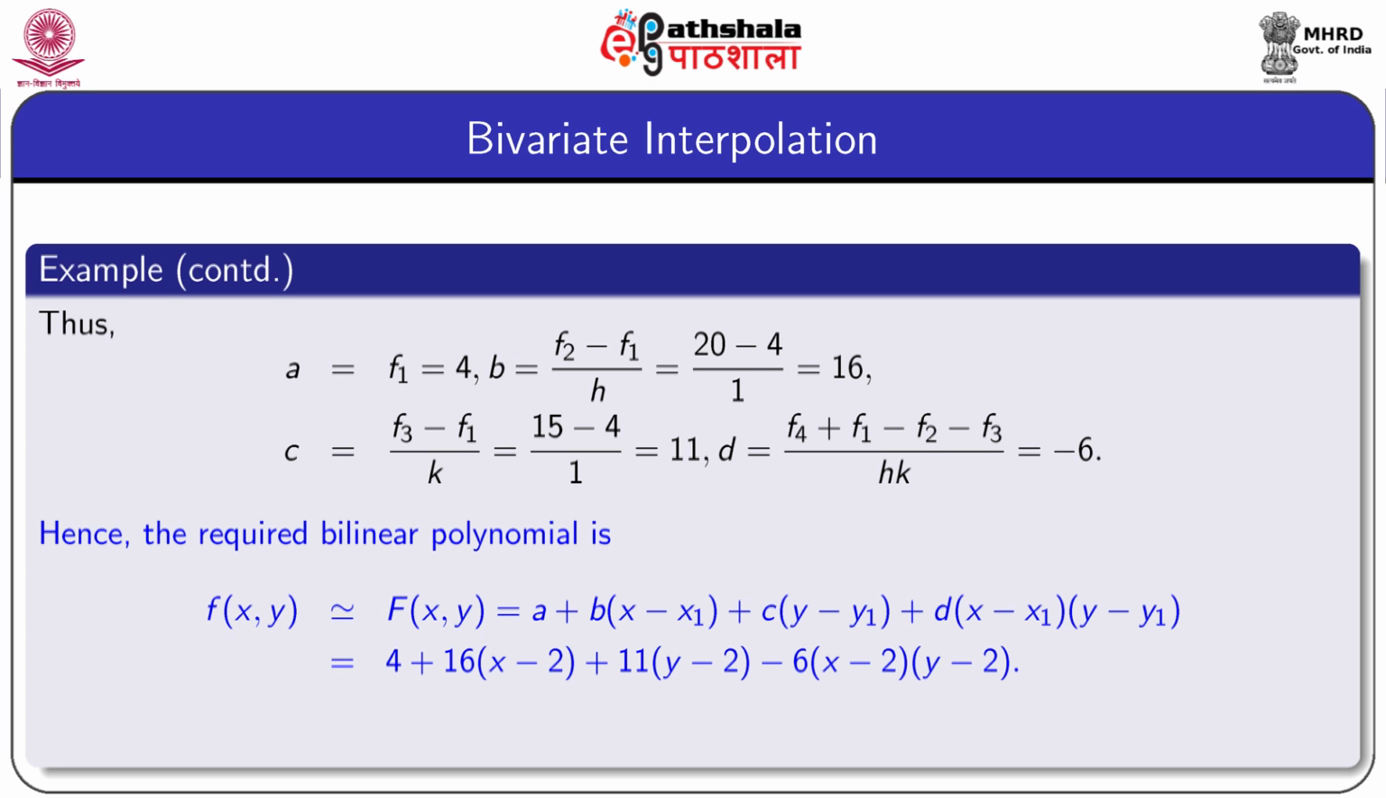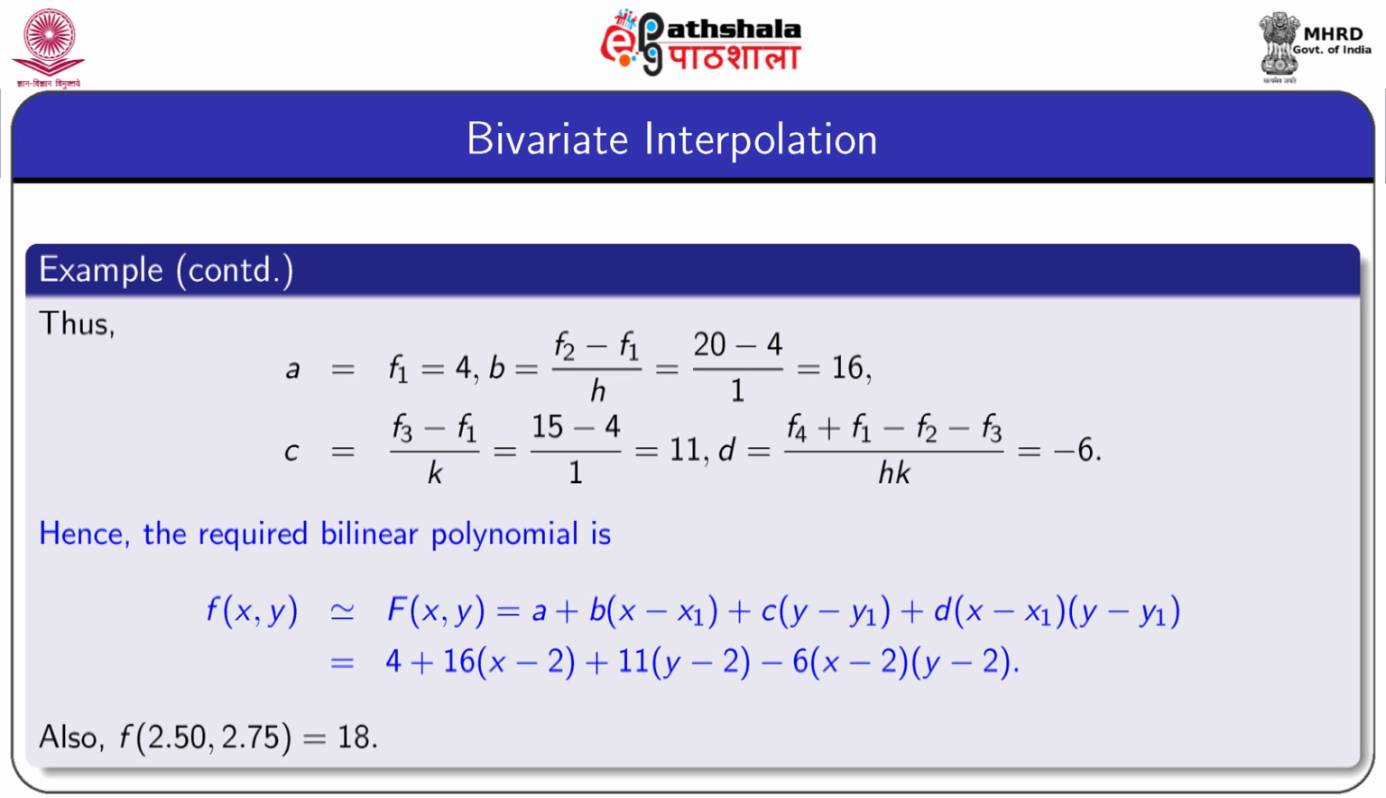and using this value we get the bilinear polynomial as small f of x y is approximately equal to capital F of x y equal to a plus b into (x minus x1) plus c into (y minus y1) plus d into (x minus x1) into (y minus y1), and which is equal to 4 plus 16 (x minus 2) plus 11 (y minus 2) plus 6 into (x minus 2)(y minus 2). So, this is the final bilinear approximate polynomial for the given table of values.